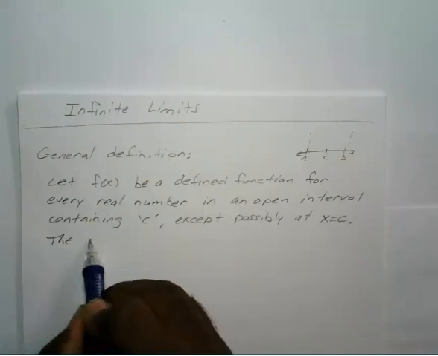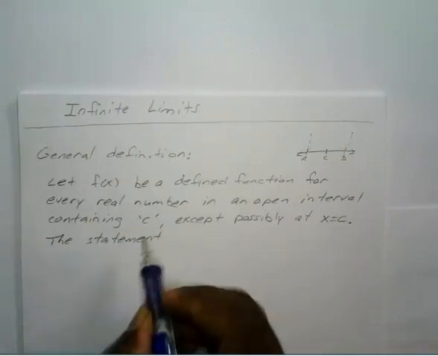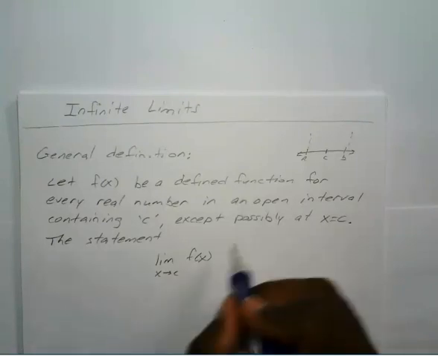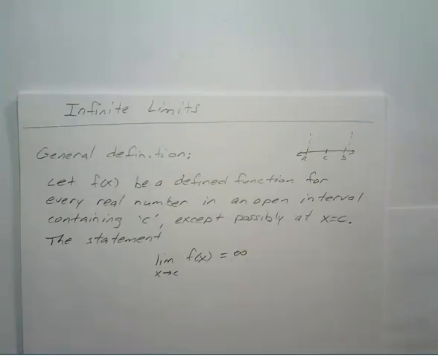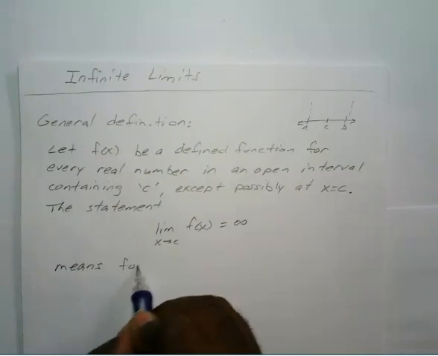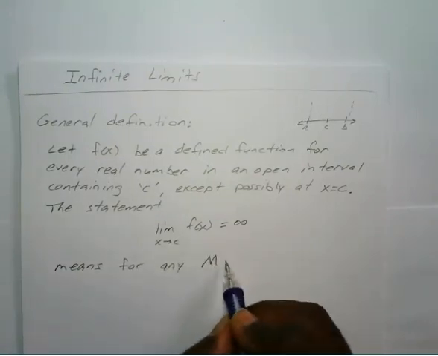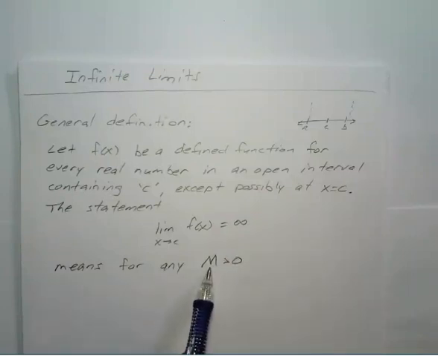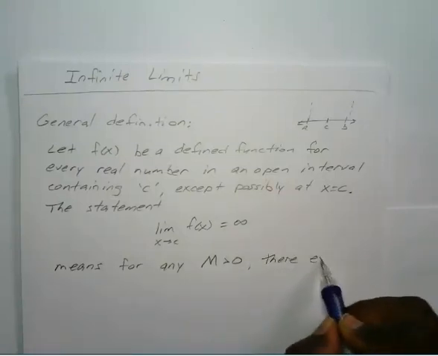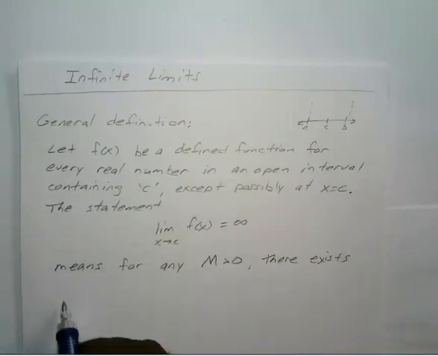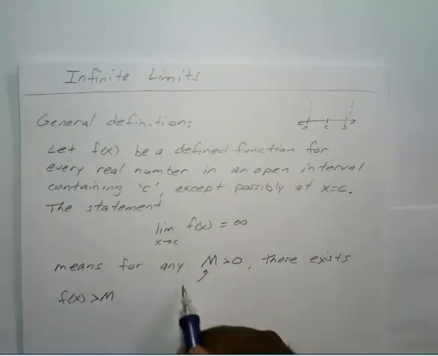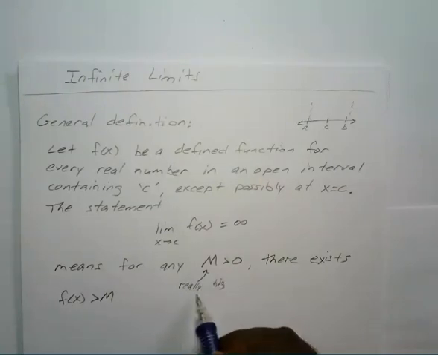That means the statement the limit of f of x as x approaches c is equal to infinity just means that for any, let's say, uppercase M greater than 0, and we use uppercase because this could be a really big number, there exists an f of x that's bigger than that really big number.